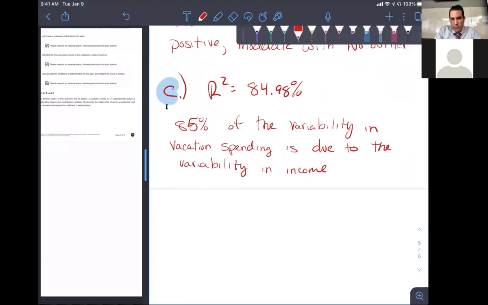Okay. It's just saying, if we have a response variable, how much of the change or the shifts in vacation spending can we associate with the amounts of income level? 85% is still good. But there's 15% that's not explained by income.